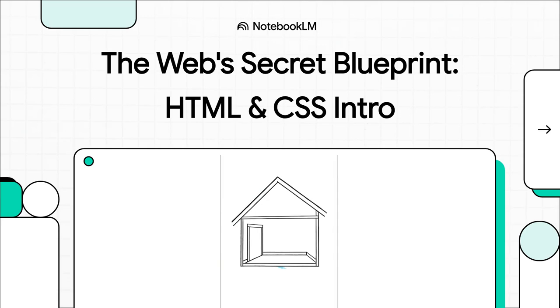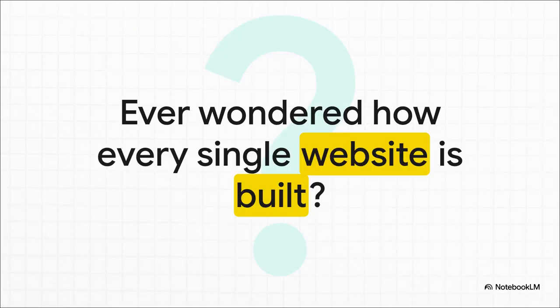Today, we're going to pull back the curtain on the internet itself and reveal the secret blueprint that builds every single thing you see online. You ever just look at a website, your favorite social media feed or a huge news site and wonder, how in the world did they build this? You might think it's some kind of complicated magic, but really, it all boils down to two simple core ideas.